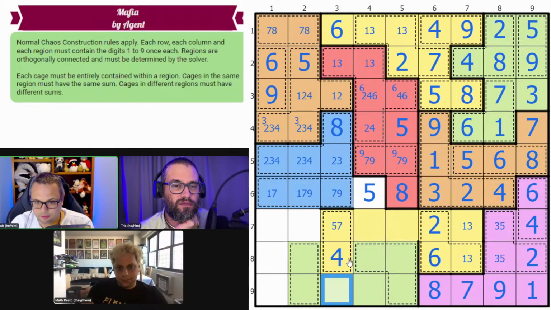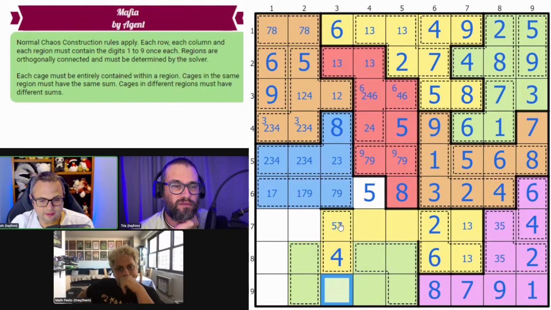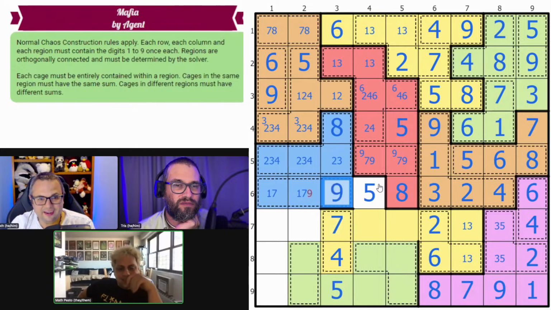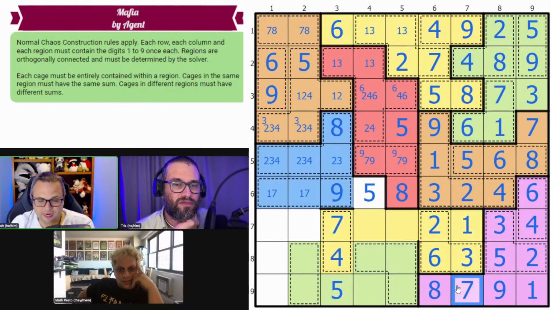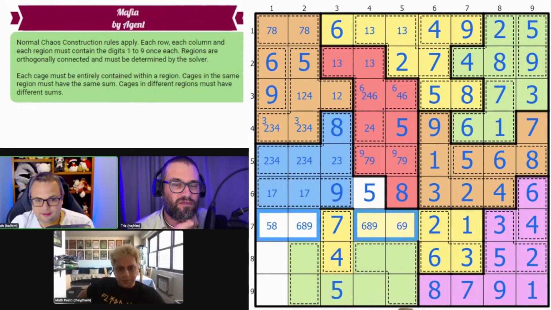Let me just double check. It's not 1, 2, 3, 4, and it's not 6, 7, 8, or 9. Okay, it really is a 5. Now the sum is 11, so that makes that a 3 and a 1 and a 5 and a 3. Okay, so now I can maybe write in the rest of these digits.